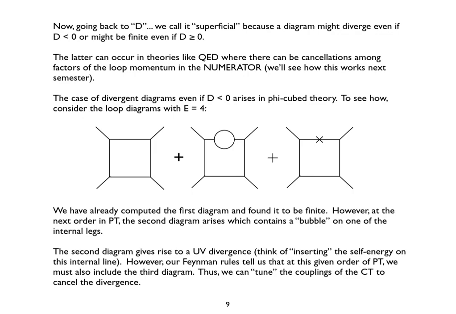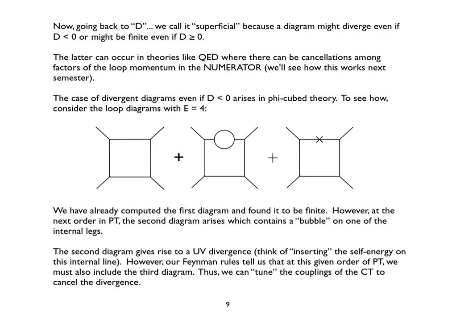And the reason is that superficially, it looks like there's momentum factors here that are going to blow up. But when you compute the whole numerator, there's terms canceling each other off, okay? So you end up with something that is finite in the end. And we'll see examples of that next semester, all right? The other case where we have d less than 0, which seems to be good usually, and finite, we can have diagrams that diverge even in this case, okay, when d is less than 0.